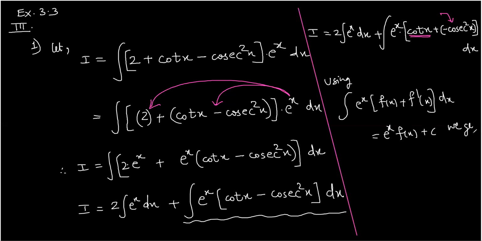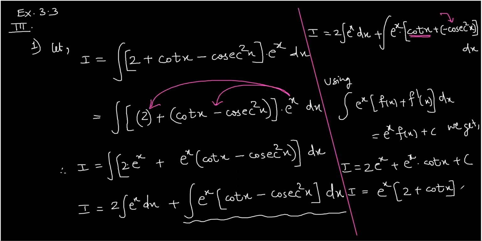What do we get? We get I equals to, this one is straightaway 2 e raised to x, and here I get e raised to x into cot x plus c. What is integration of this? It is e raised to x cot x, that is e raised to x f of x plus c. So I take e raised to x common, so I get I equals e raised to x into 2 plus cot x, plus c. This is the answer.